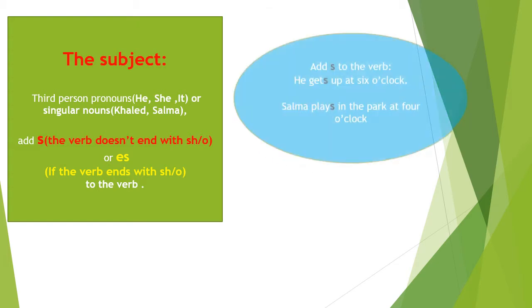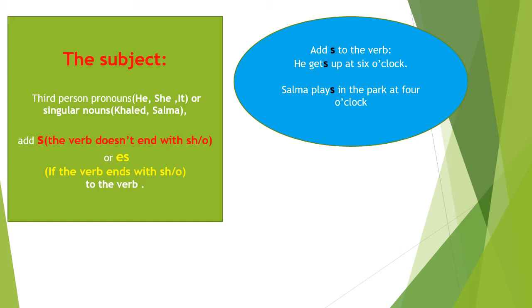For example, he gets up at 6 o'clock. The subject here is he. Then comes the verb, which is gets up. We add s here to the verb get up because the verb here doesn't end with sh or o. And the complement is at 6 o'clock.